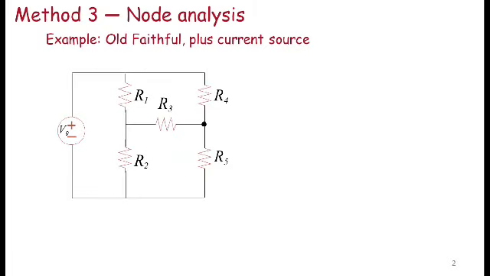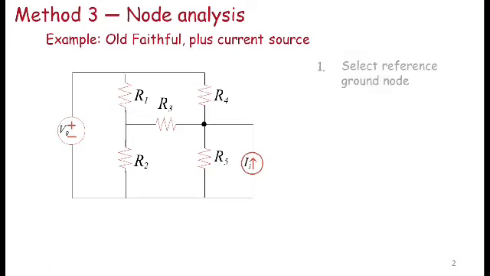Let's get started. And for this method, I'm going to use our old faithful circuit. For fun, I'm going to add an extra current source, I1, to our circuit. Notice that we now have 7 elements in the circuit. And with 7 elements, the number of equations is going to be completely unwieldy. And so you will notice that with the node method, you will be amazed that at the end, we will have to solve only 2 equations.